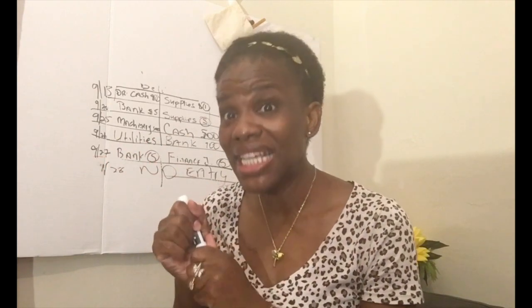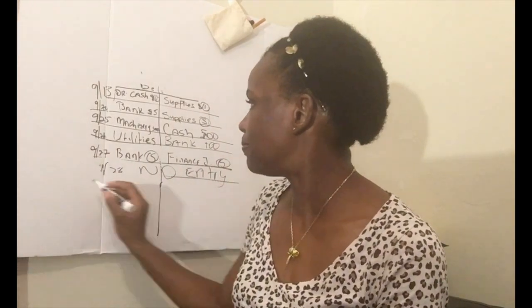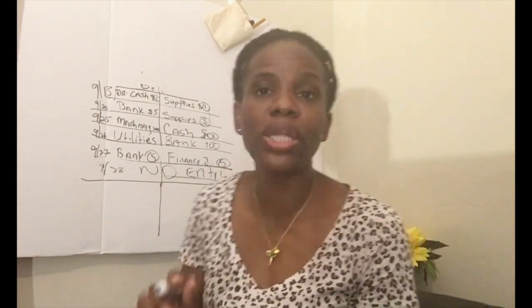Now, here's an example. You should at least have two entries. Can you have more than two entries for one transaction? Absolutely. Here's an example. On September 29th, a customer walked into our deli and bought supplies that came up to $13. They paid $3 in cash and $10 through the bank.